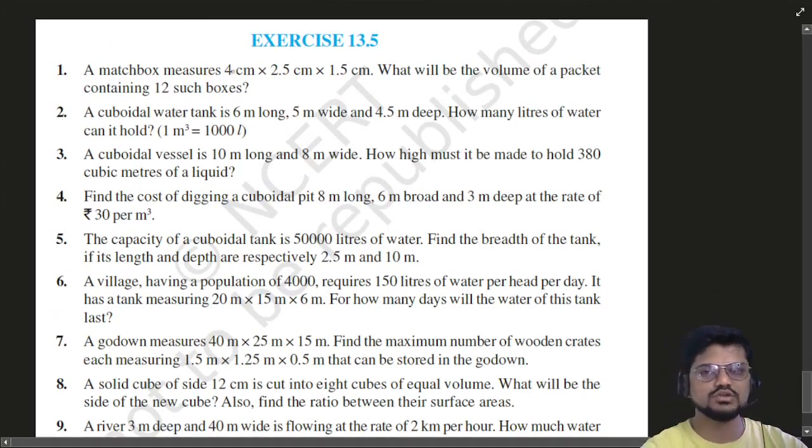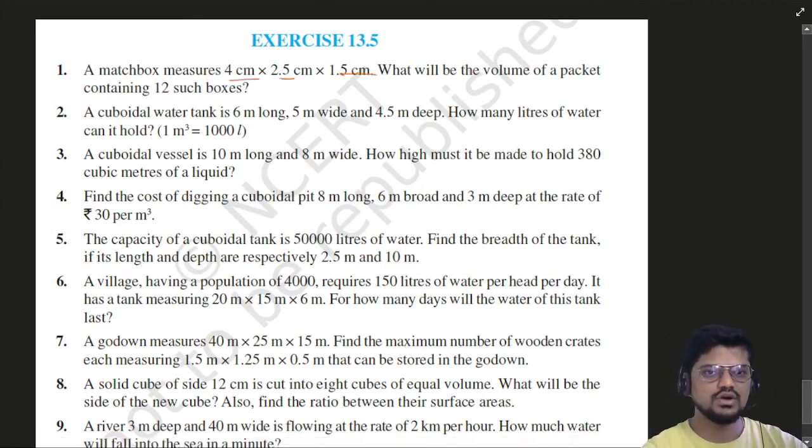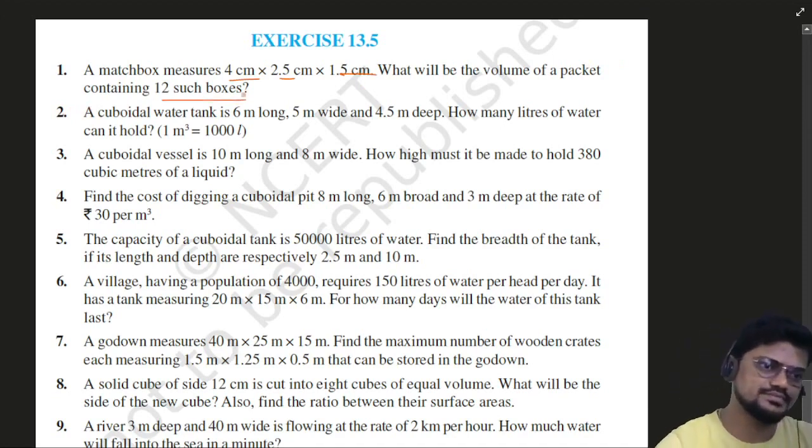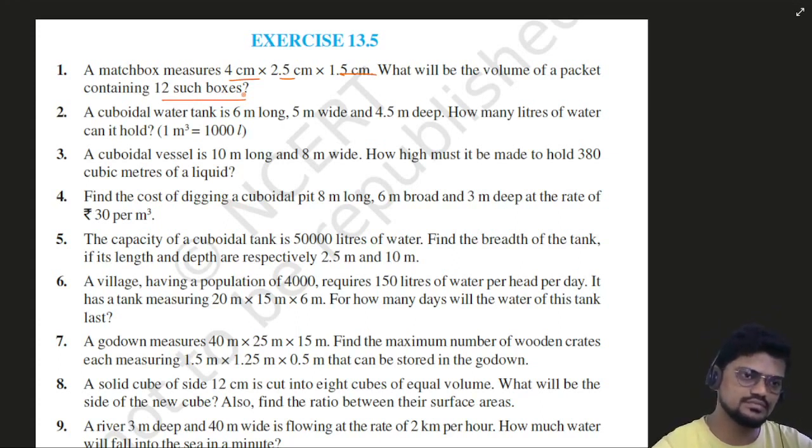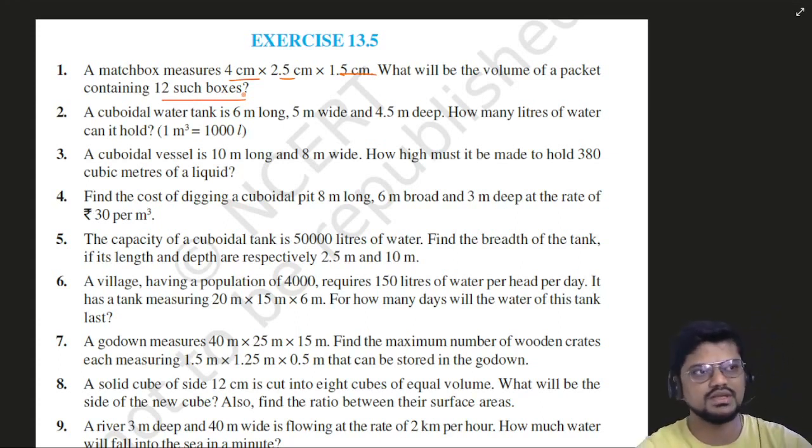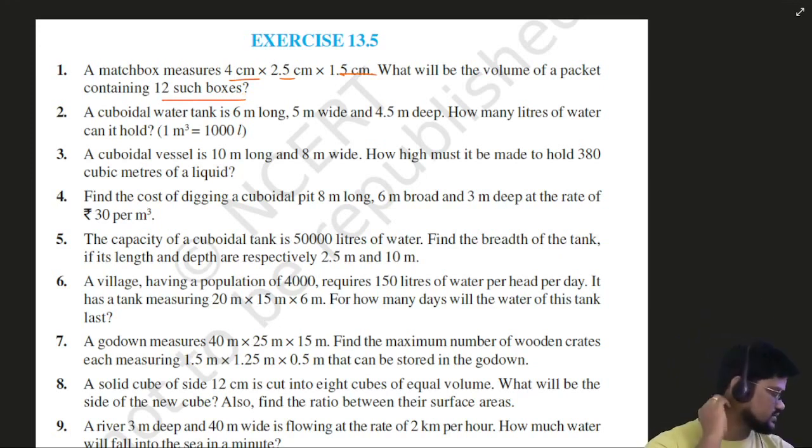Now what you have: a matchbox measured this, this, and this. What will be the volume of a packet containing 12 such boxes? Find the volume of one box and multiply by 12, and you'll get the answer. Do it on your own and tell me what the answer would be. Further questions we'll be doing in the next class.